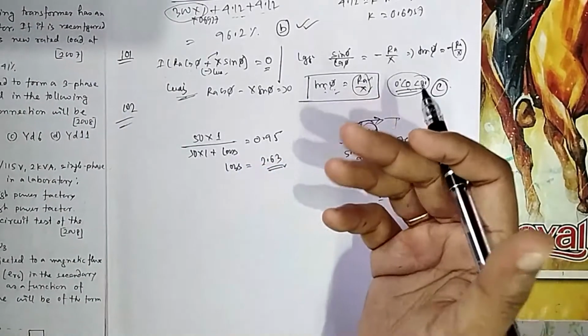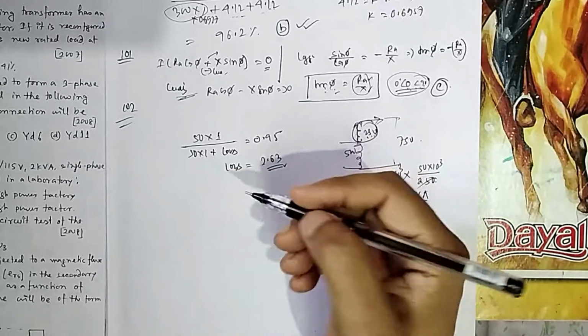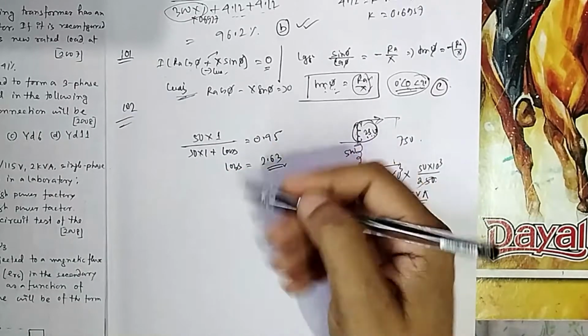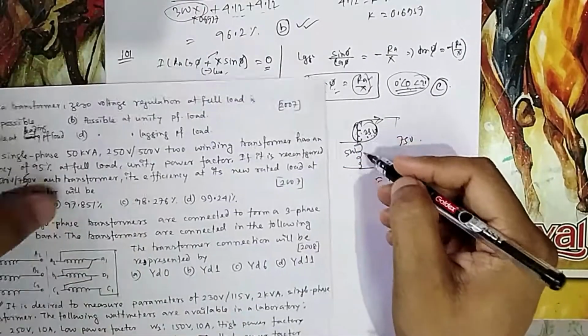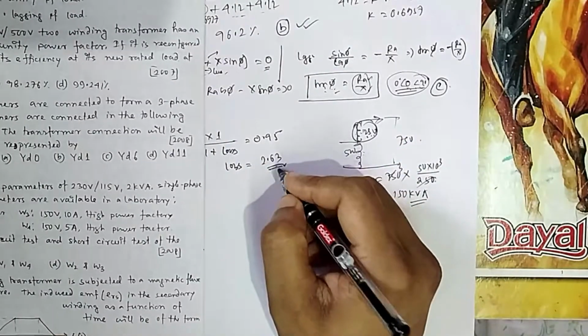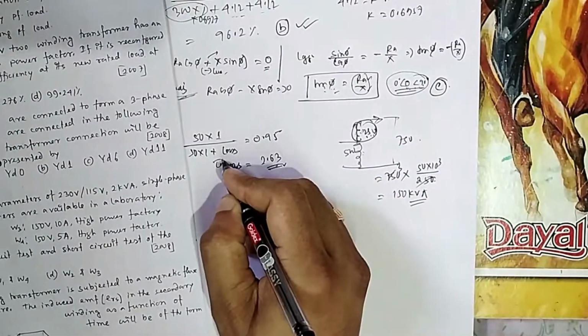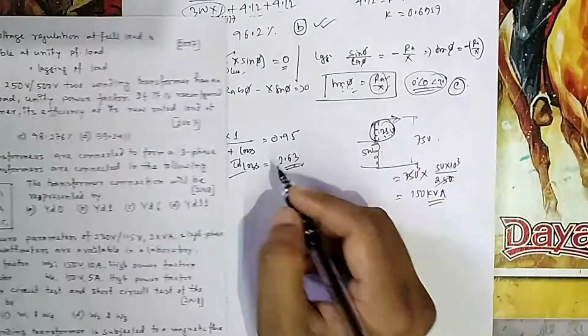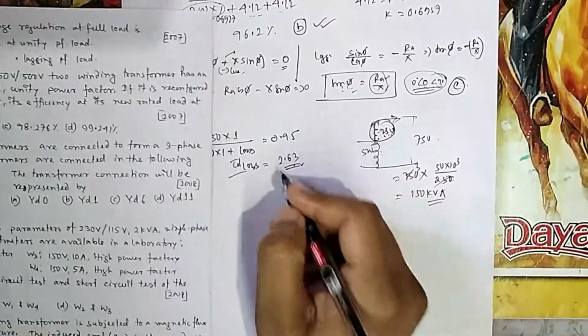Core loss will always be the same because it is the magnetization portion, and copper loss is at the rated current flowing through this winding. So these windings' rated current is flowing, so your total loss will remain the same: core plus copper loss. Magnetization part and then copper loss, so it will remain the same.